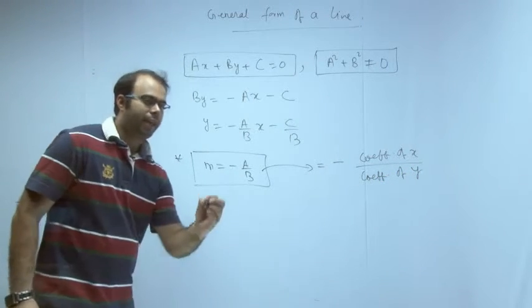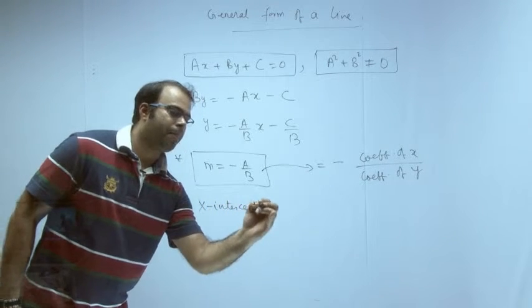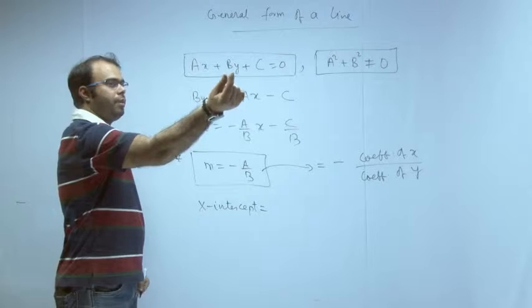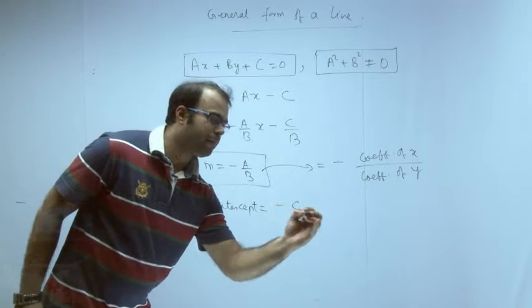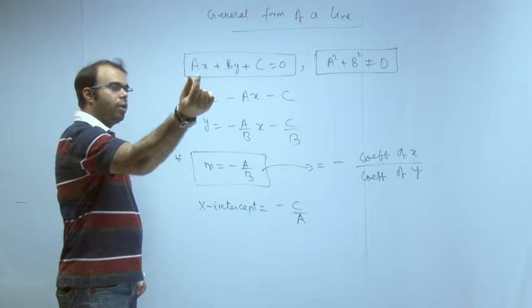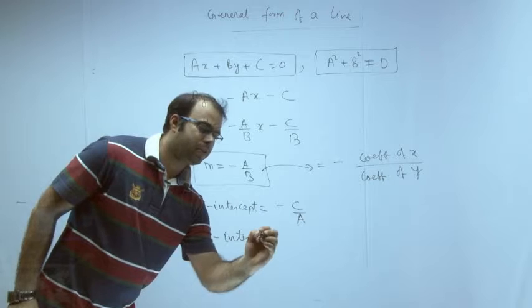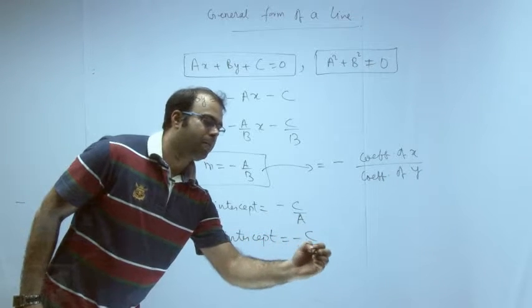What will be the x intercept and y intercept? The x intercept you can find by putting y equal to 0 over here. So, x will be minus c by a. And what will be the y intercept? You will put x equal to 0, and you will find the y intercept is equal to minus c by b.